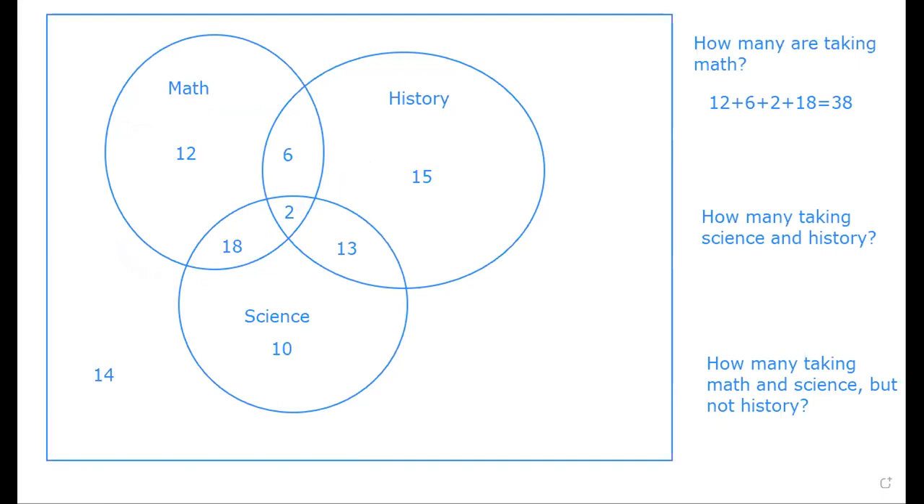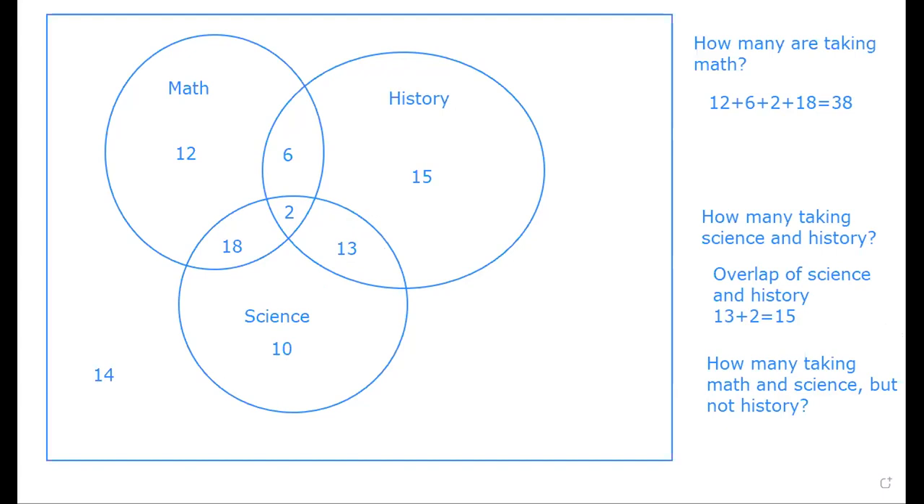The one where they want to know how many are taking science and history would be anything in here, because you have history and you have science. Whenever you want to know how many people have taken science and history, you're looking at this overlap between these two here. So 13 plus 2 is 15. So we have 15 students who are taking science and history.